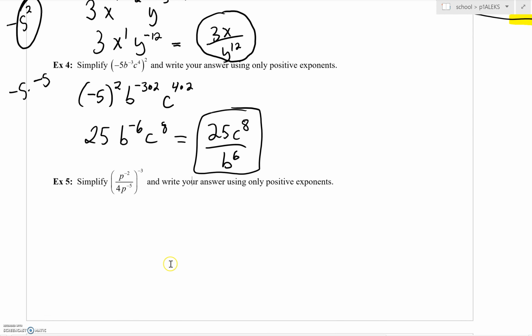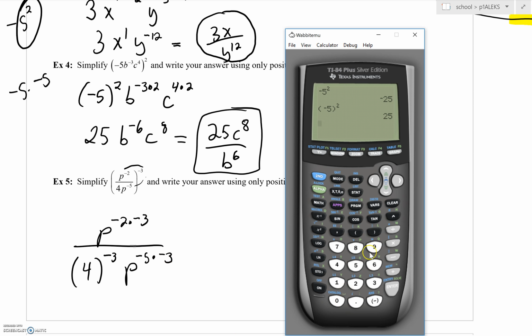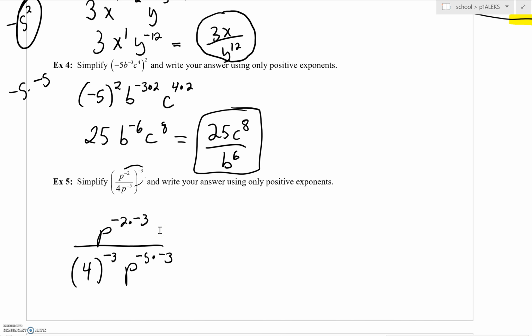Well, the next part of the problem, this last one, number 5, this might be the trickiest one. Look, I'm going to raise everything to the negative third. So powers to powers, we're going to multiply. Down below, that 4 gets raised to the negative third also. And here we'll have p to the negative 5 times negative 3. Guys, to get you some help, I want to show you that you could think of this as just a 1 over that 4 to the negative third.